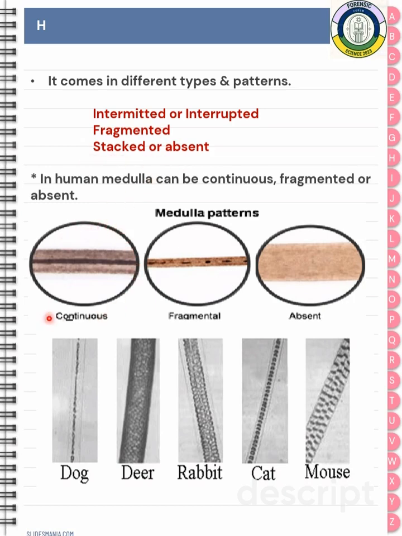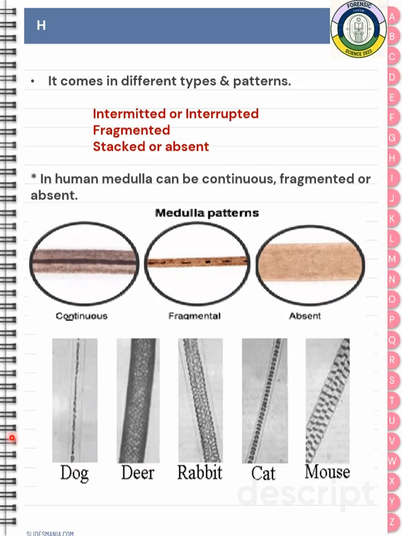The first image shows the continuous medulla. The black solid line is the medulla. This type of pattern is called continuous medulla. The second image shows the dotted fragments of the medulla, so this type of pattern is called fragmented medulla. The third image shows the absence of the medulla. Here there is no medulla. These are microscopic observations of the hair. If there is no medulla in this type of hair, these hairs are usually very thin and light in color.